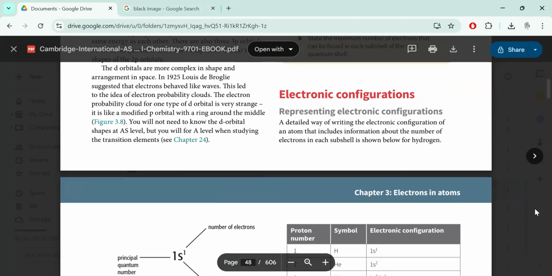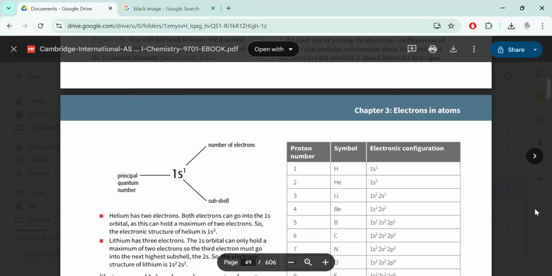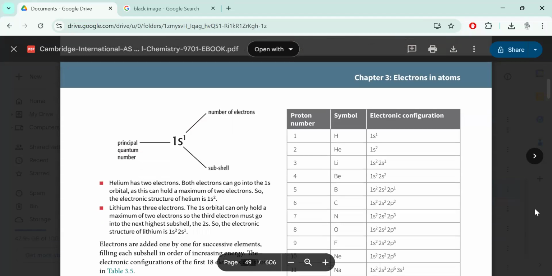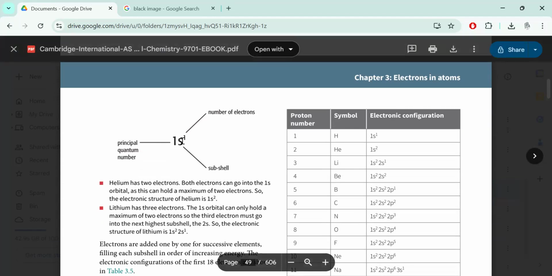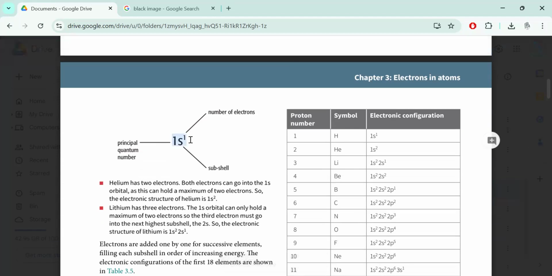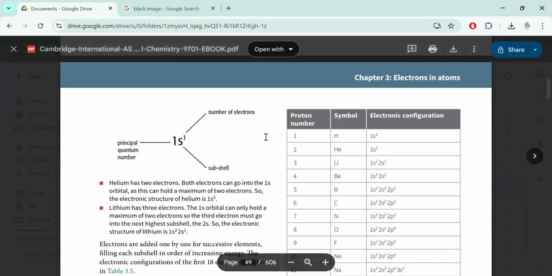Representing electronic configurations. A detailed way of writing the electronic configurations of an atom that includes information about the number of electrons in each subshell is shown below for hydrogen. So as we can see here, this is the principal quantum number, which is 1. This is level 1. Then the number of electrons is stated above the subshell.